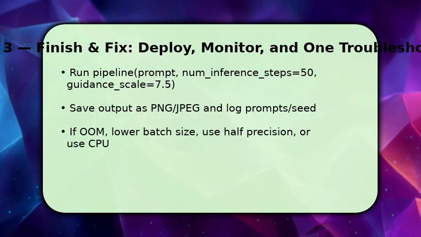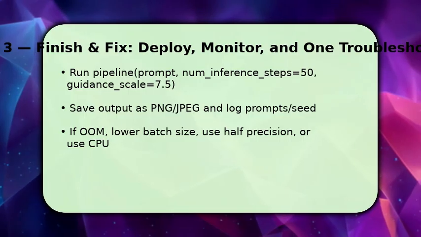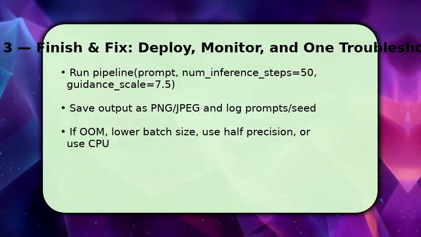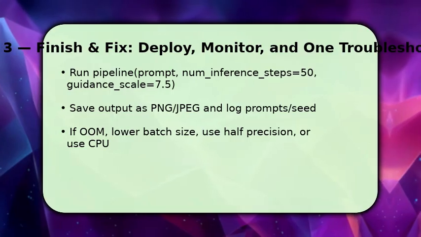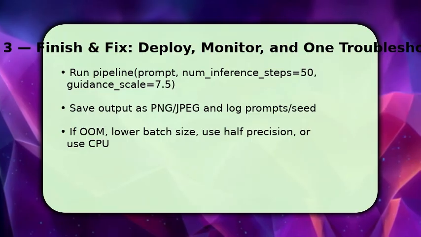You finalize by crafting prompts and running the pipeline with tuned parameters. Start with 50 inference steps and guidance scale around 7.5, then iterate. Save the generated image files and record the prompt plus seed so results are reproducible later.